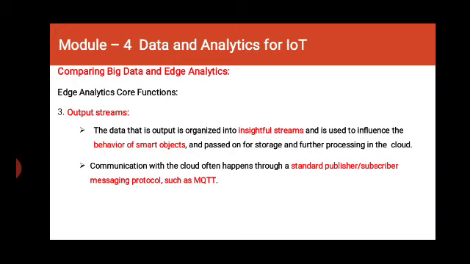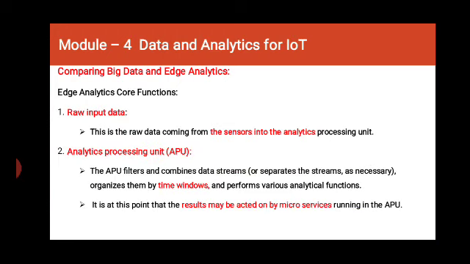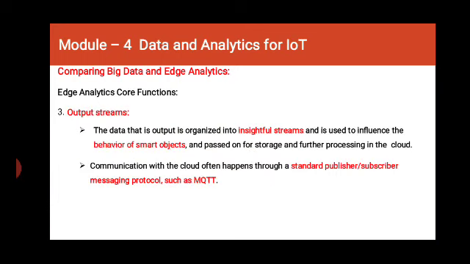The task of this output stream is to send a particular response to the particular sensors or actuators. The output data is organized into insightful streams, and it is used to influence the behavior of smart objects. To take any necessary actions, you have to send this output data to the actuators of a particular smart object. This is how the edge analytic core functions work. The first one is raw input data, the second one is analytics processing unit, and the third one is output stream.